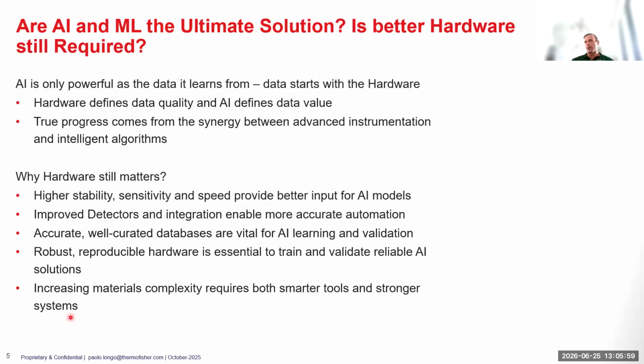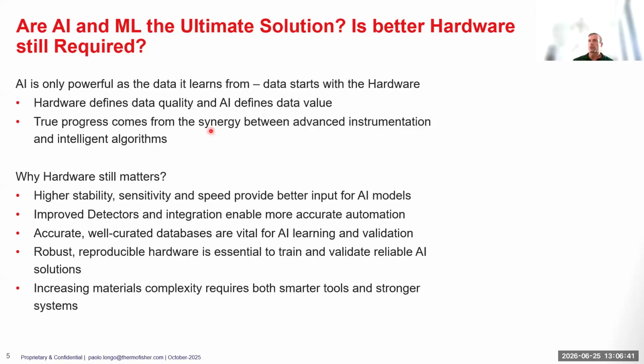Now that we are in AI automation training school, sometimes we ask: is AI and machine learning the ultimate solution? Do we need to improve the hardware? At the same time, AI is only as powerful as the data it learns from, and data always starts with the hardware. The better the data is, the better the automation is. So hardware defines the data quality, and AI will define the data value. True progress always comes from the synergy between advanced instrumentation and intelligent algorithms.